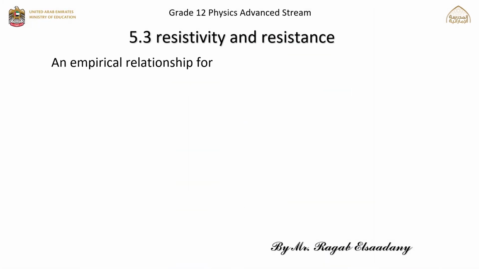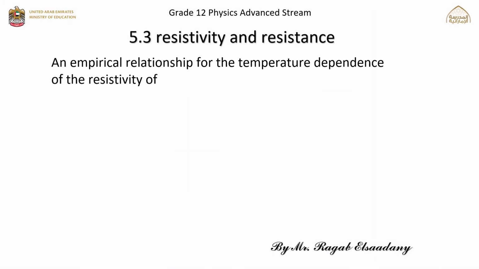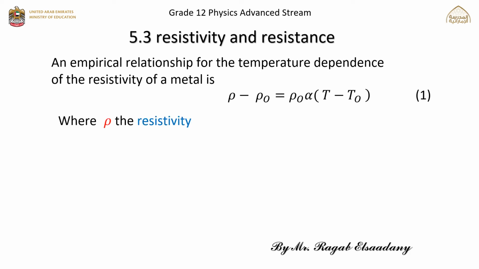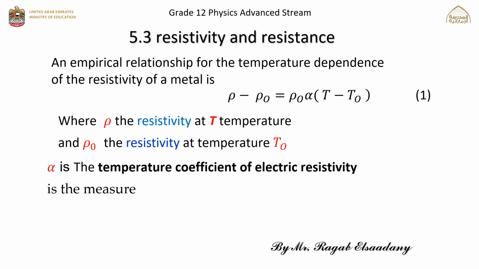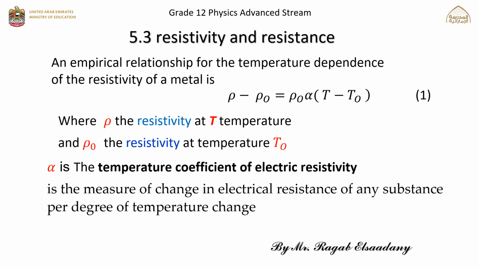An empirical relationship for the temperature dependence of the resistivity of a metal is rho minus rho null equals rho null alpha times T minus T null, where rho is the resistivity at temperature T and rho null is the resistivity at temperature T null. Alpha is the temperature coefficient of electric resistivity, defined as the measure of change in electrical resistance of any substance per degree of temperature change. Alpha is measured in units of Kelvin to the power minus 1.